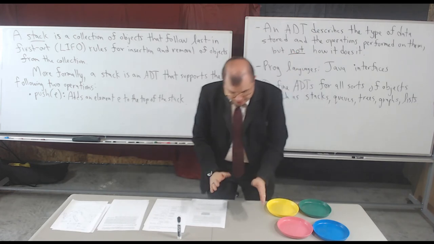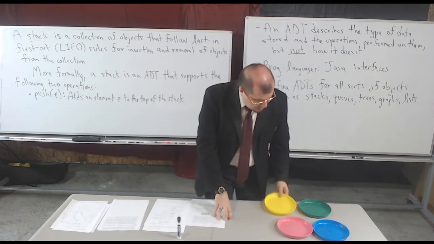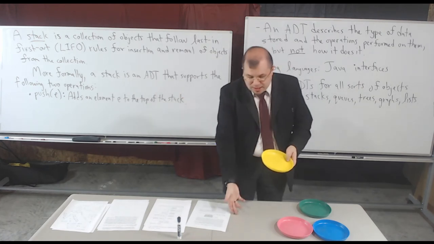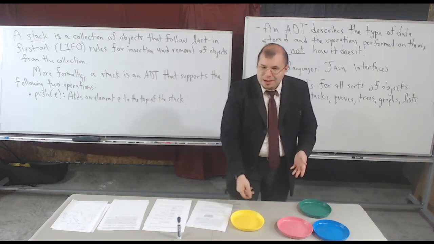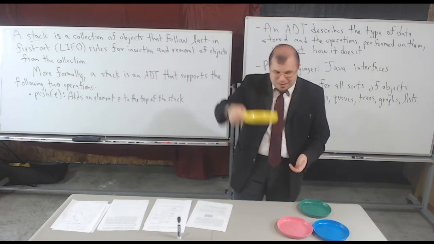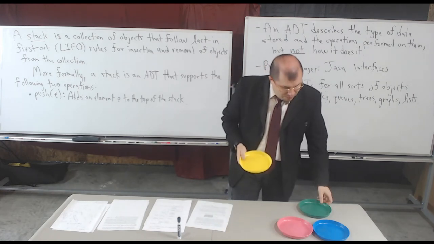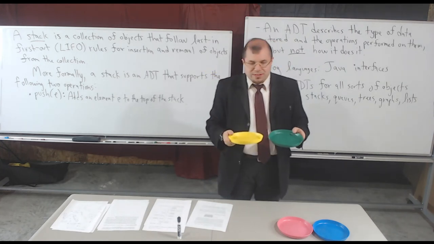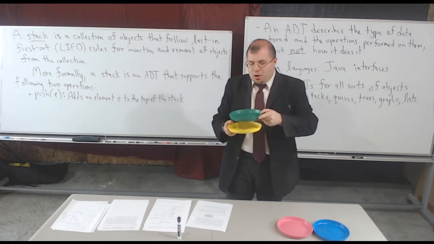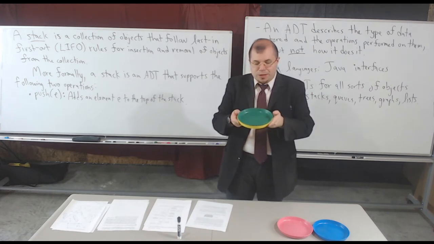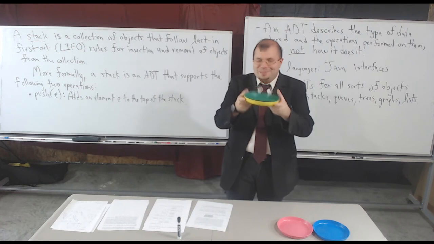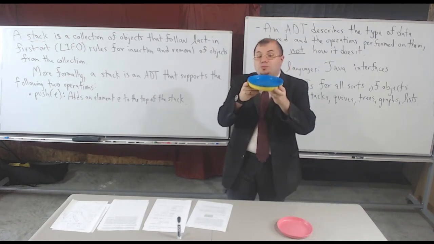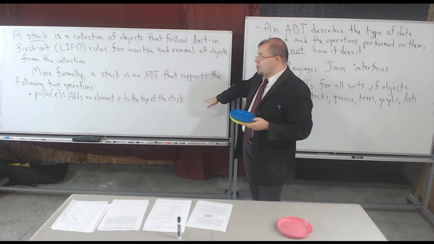So imagine I have a stack with no plates. If the idea of push is that it is going to add an element to the top of the stack, now, there's nothing on the stack right now, so I'm just going to put my plate here. So right now, my stack consists of this single yellow plate. So if I perform another push operation, it should follow the LIFO rules. So it's going to go on top of the stack. So now I have a green plate on top of my stack. So now I have two plates. Likewise, if I put on the blue one, now I have three plates. So I pushed three elements onto the stack using the push operation.